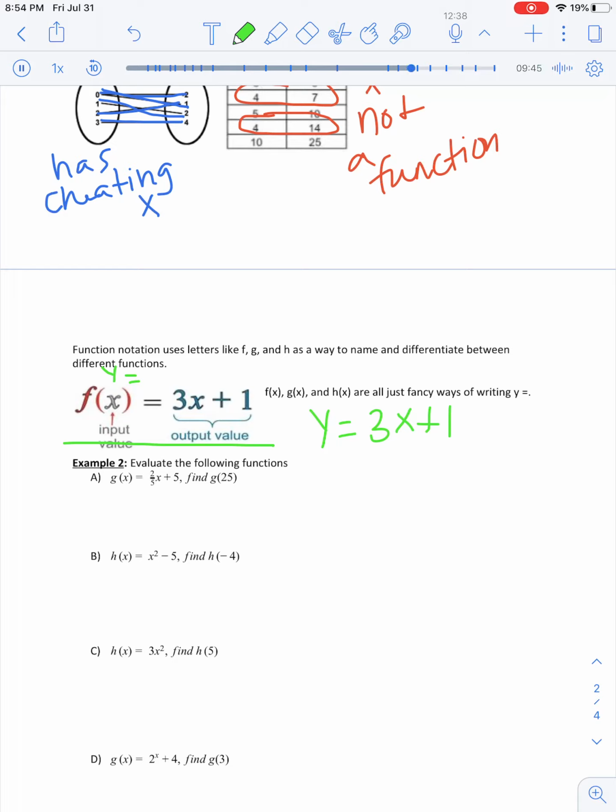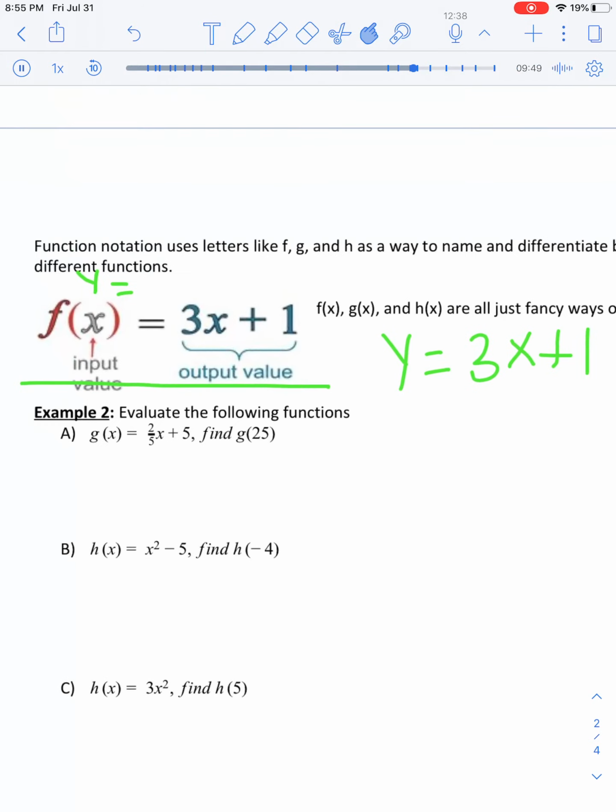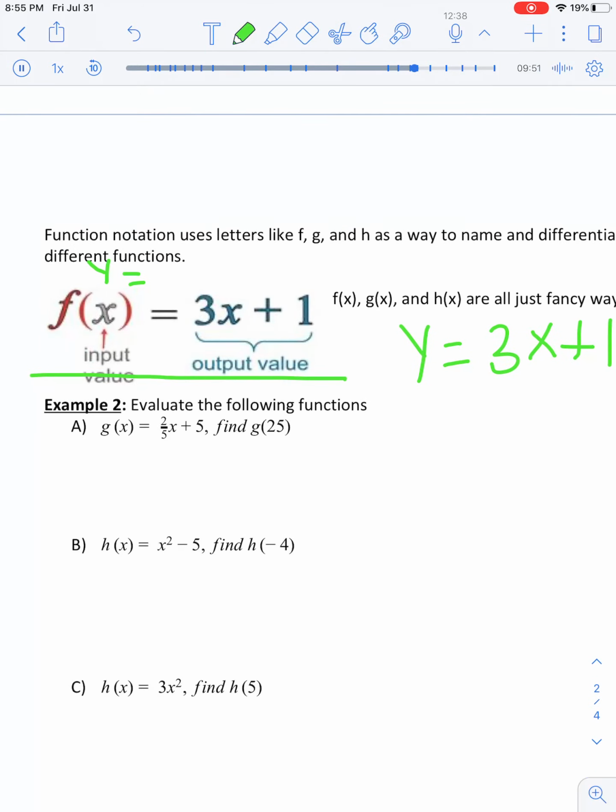All right, let's look at our first problem. It says evaluate the following functions. And the first one says g of x equals 2 over 5x plus 5. And then it says find g of 25. Notice that the 25 is in the same spot where x is on g of x.